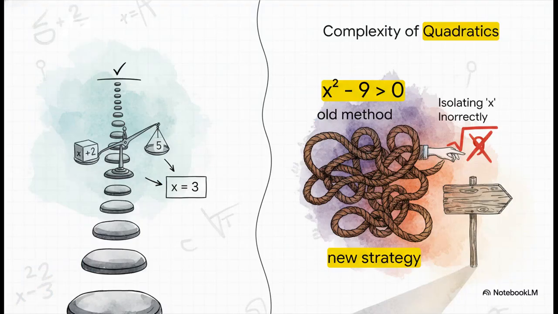Now, you might be looking at this and thinking, okay, if this were just a regular inequality, I just move the 9 over, take the square root, and I'm done. But not so fast. With that x squared in there, things get way trickier. If you try to do that, you actually lose a ton of crucial information. This is the exact spot where our old methods break down, and it's why we need a brand new strategy.